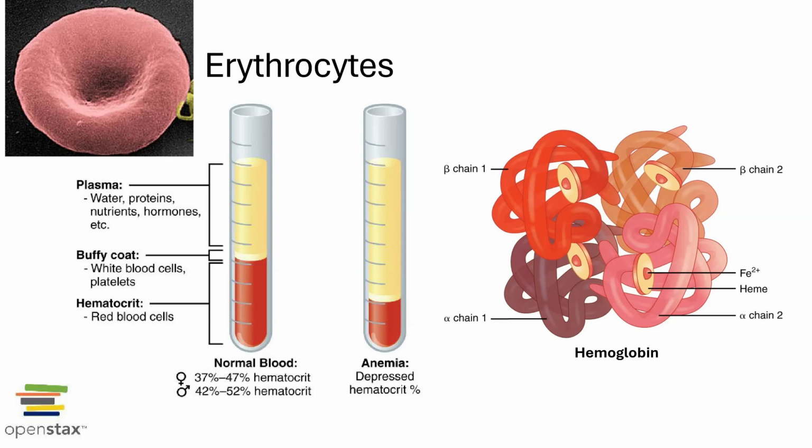It consists of 4 globin chains, each containing a heme group with an iron atom that binds oxygen. Iron deficiency can impair hemoglobin production, leading to anemia, which reduces oxygen delivery and can cause fatigue.